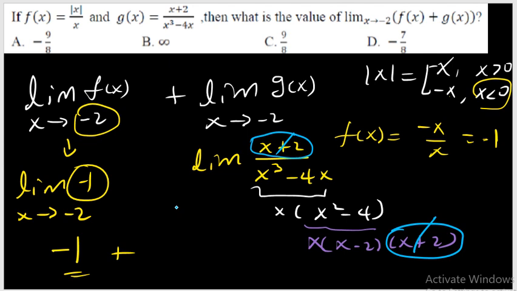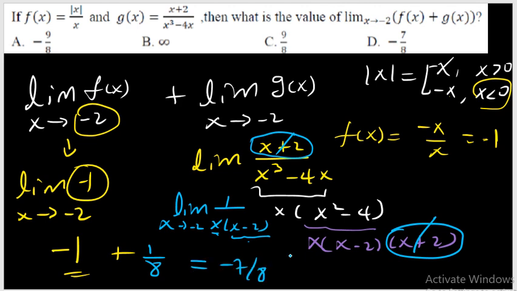So what remains? The limit of 1 over x times x minus 2 as x goes to negative 2. When you insert negative 2 here, it will be negative 4, and negative 4 times x, which is negative 2, will be 8. So 1 over 8 remains. When you add negative 1 plus 1 over 8, it will be negative 7 over 8, which is the final answer, that is D. So it's better to do them separately, f alone and g alone, and observe each case.